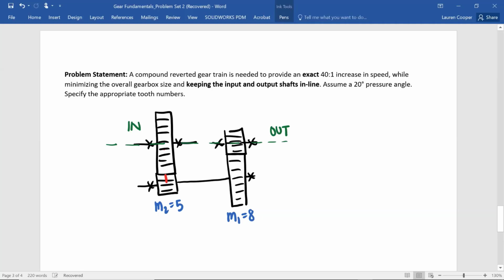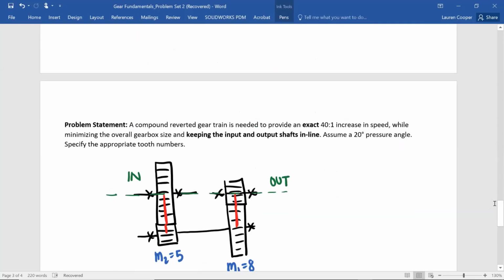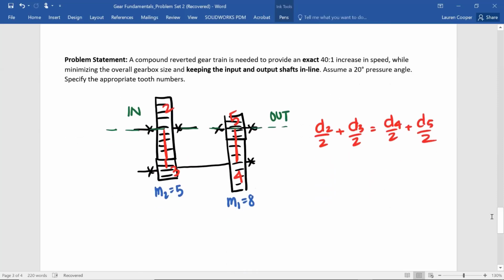So this distance plus this distance has to be the same as this distance plus this distance. That's pretty vague, so let's write that out. So we called this 2, 3, 4, and 5. So D2 over 2, that'd be the radius of gear 2, plus D3 over 2 has to equal D4 over 2 plus D5 over 2. So we're going to cancel out the 2's. D2 plus D3 equals D4 plus D5.